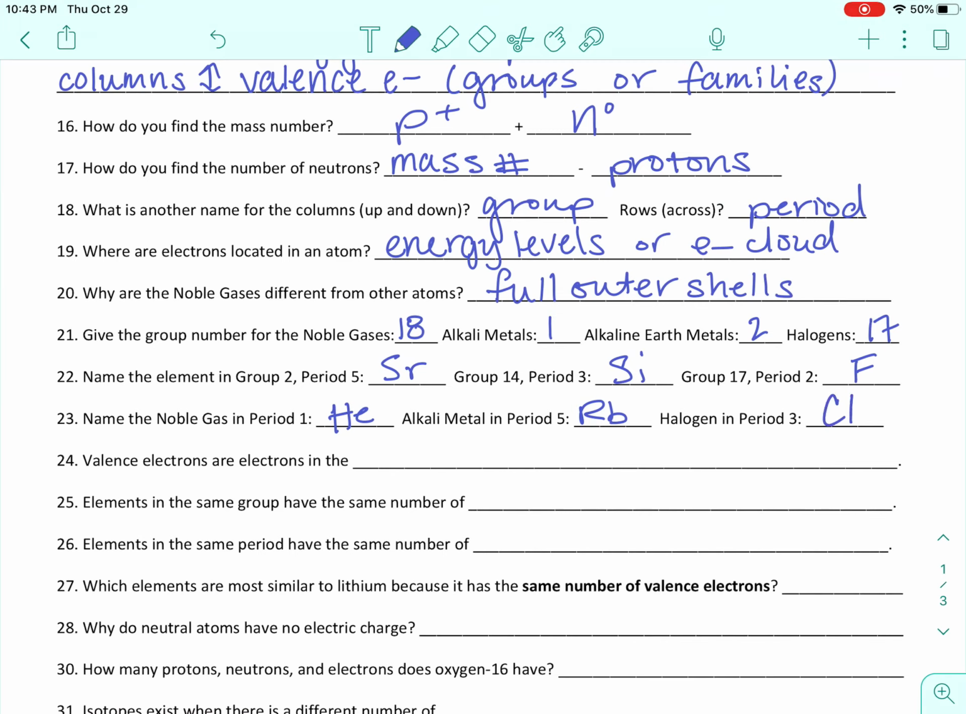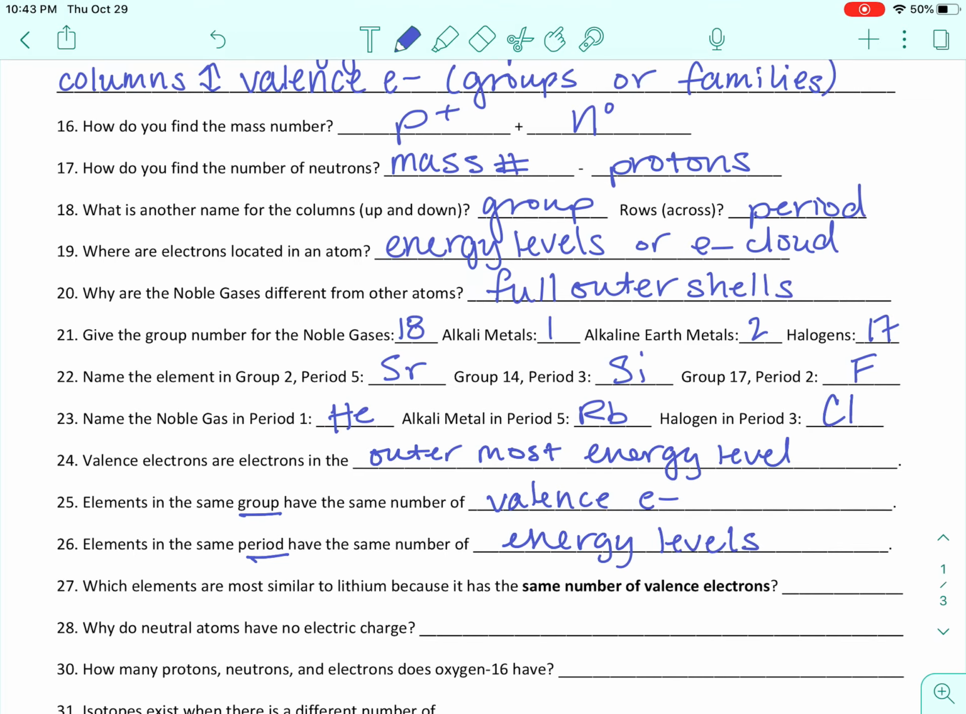Valence electrons are the electrons in the outermost energy level. Elements in the same group have the same number of valence electrons. Elements in the same period have the same number of energy levels. I can guarantee you that's going to be a multiple choice question.